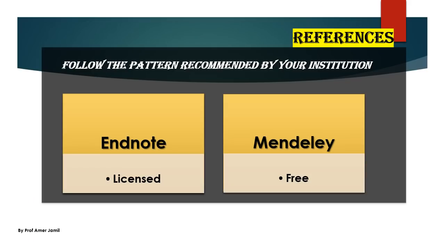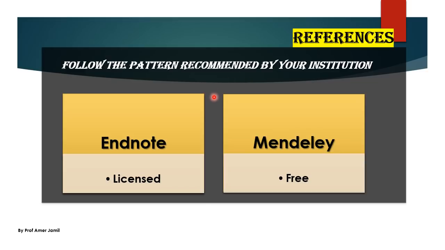Finally, you have to give references, not only within the synopsis, throughout the synopsis, but also in the end, you give the whole list of references in the form of literature cited. Here you have to follow the pattern recommended by your institution, which may vary from one institution to another. Like some institutions may prefer APA style, some may prefer numbering, or some may prefer their own.